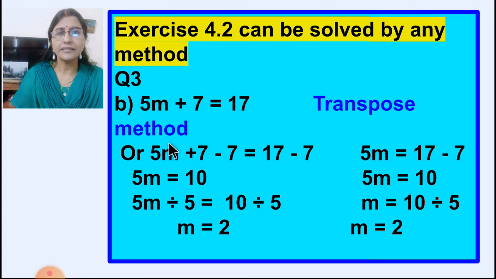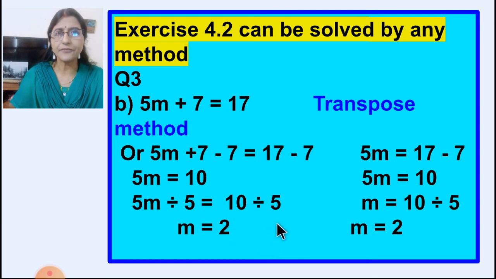Okay, so here this is the first method. 5m plus 7, you will write minus 7 here, and here 17 is on the right side, here also you will write minus 7. So this 7 will be removed, you will get 5m is equal to 10. Now we are going to divide both sides of the equation by 5 to remove this 5 which is multiplied by m. So divided, you will get the value of m as 2. So this is the first method. If you are comfortable with the first method, you can do it by the first method.